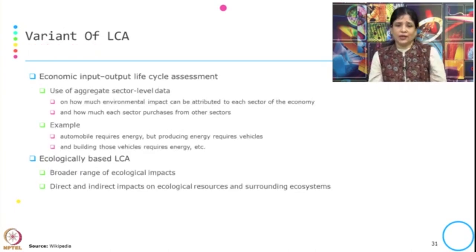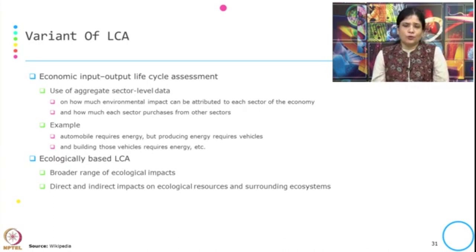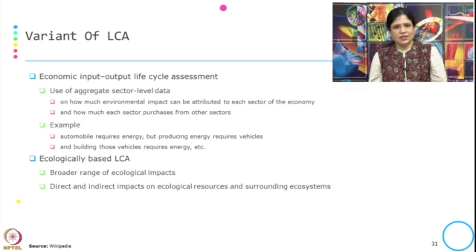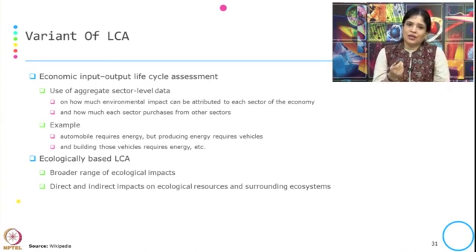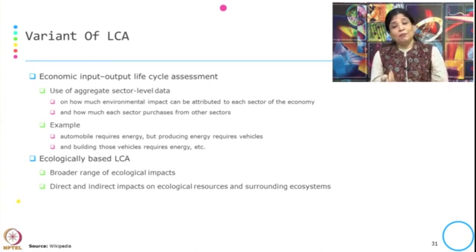Similarly, we have two more variants. One is economic input output life cycle assessment. It uses aggregate sector level data to understand how much environmental impact can be attributed to each sector of the economy and how much each sector purchased from the other sectors. This is typically through the input output life cycle assessment, because the output of one sector can be the input for others. Like automobiles require energy, but producing energy requires vehicles, and building those vehicles requires energy again.